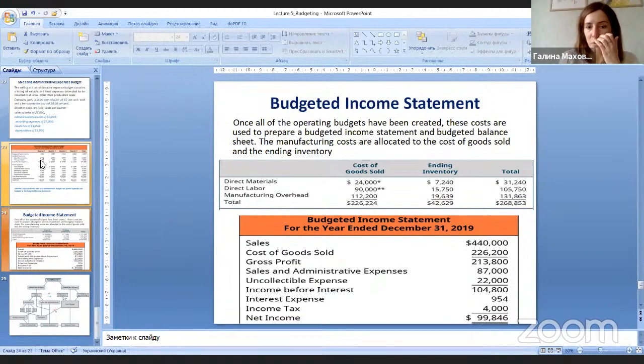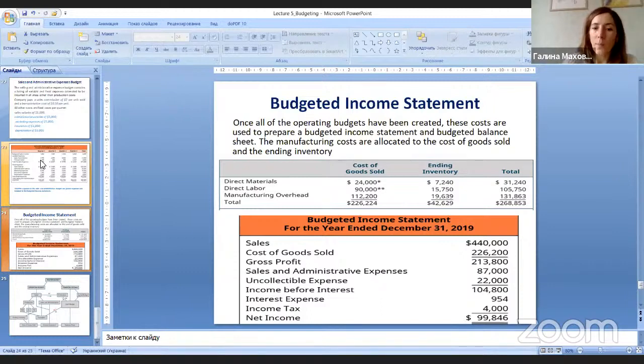And manufacturing overhead is the same. And what we will have is cost of goods sold of $226,224 and $42,629 in ending inventory.